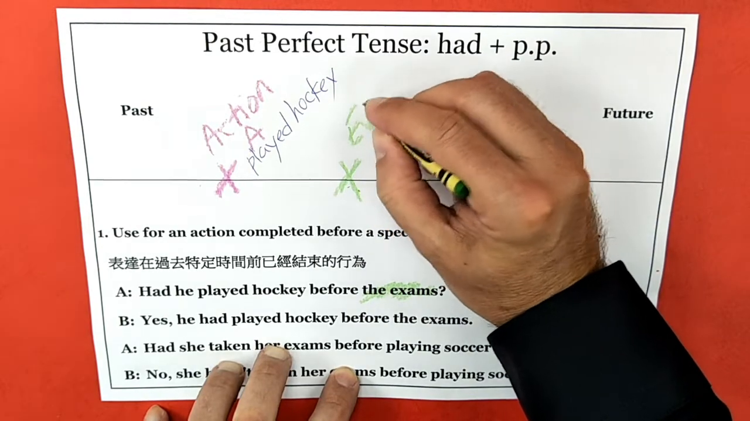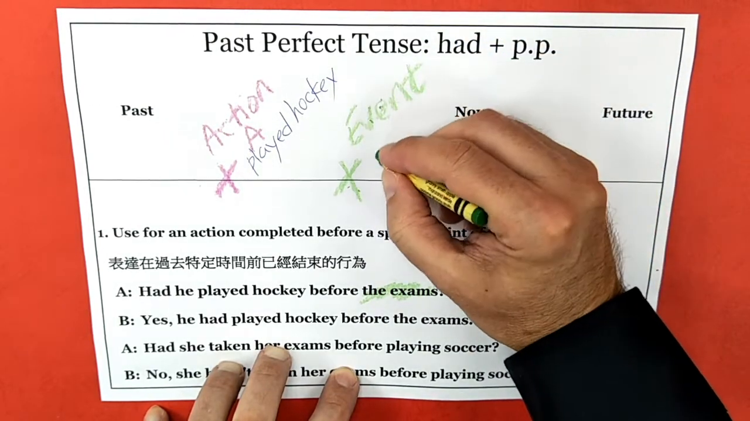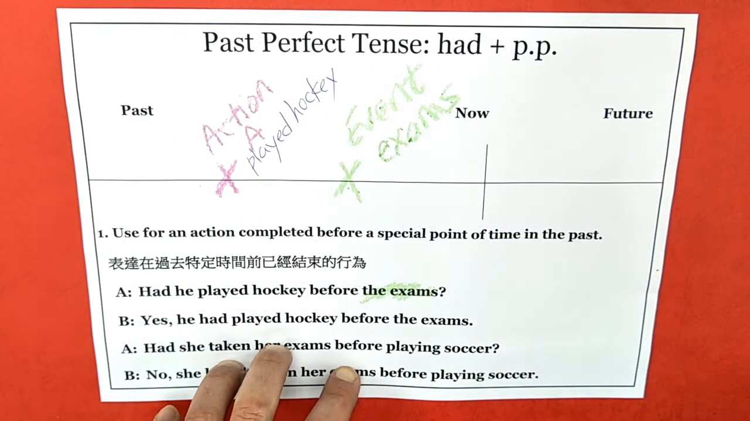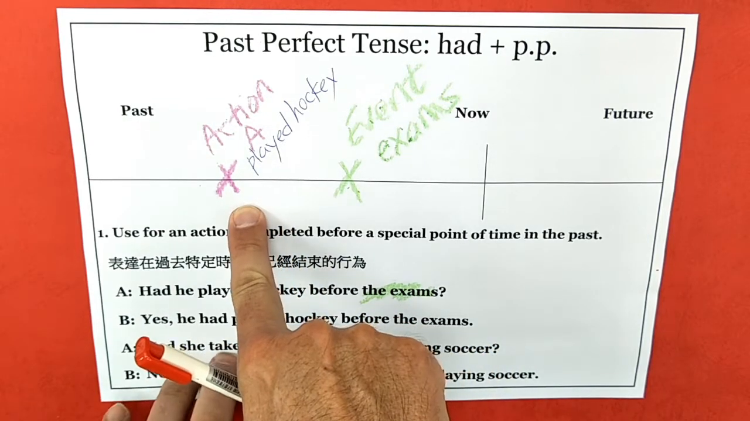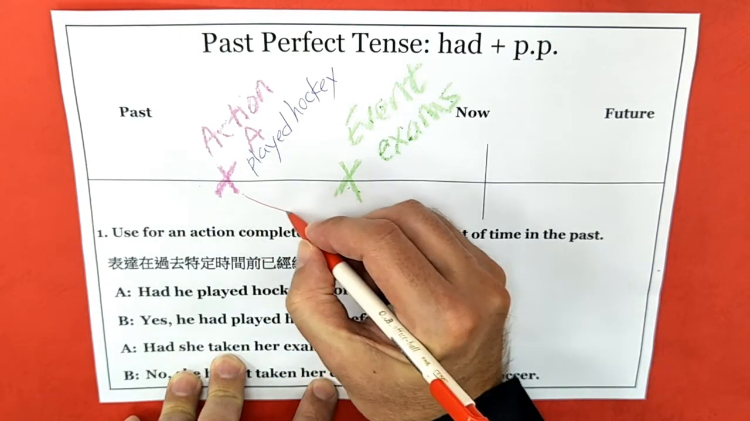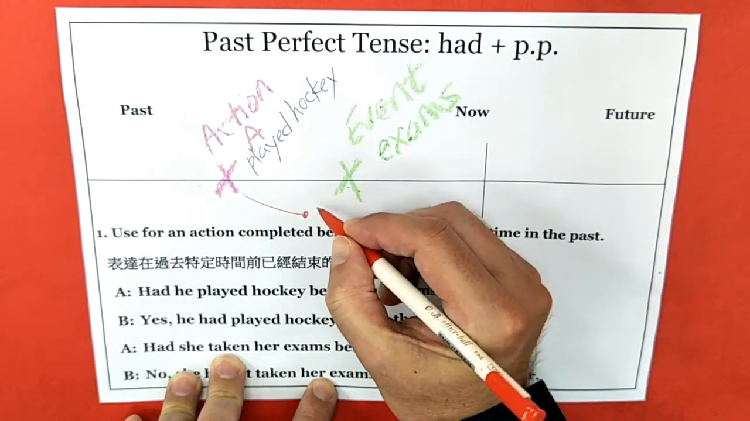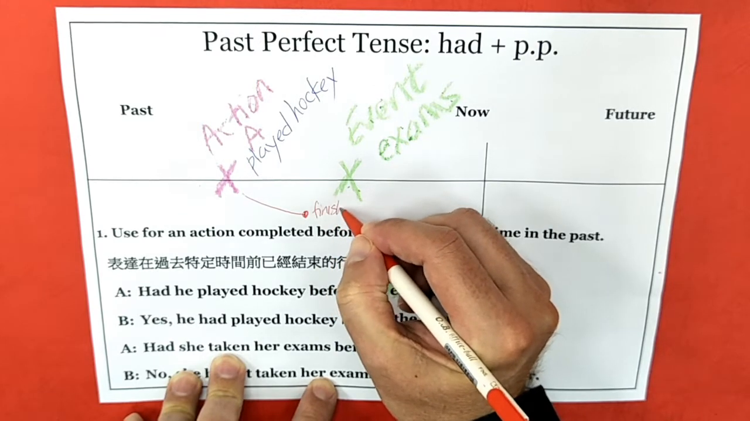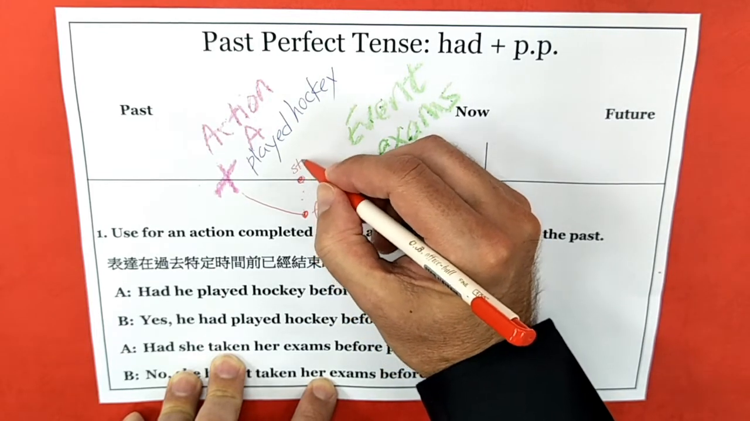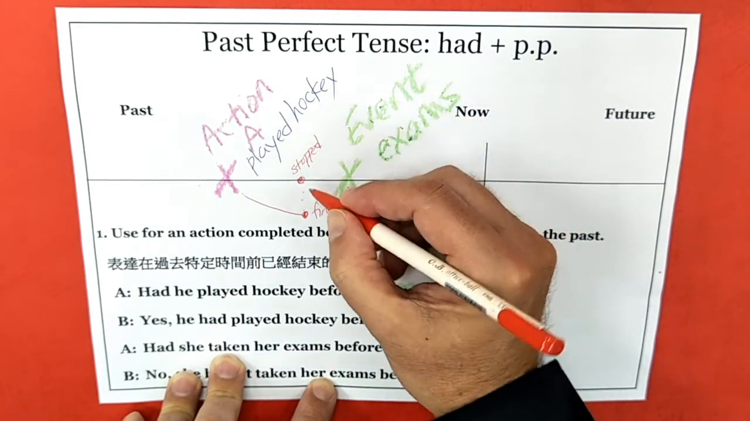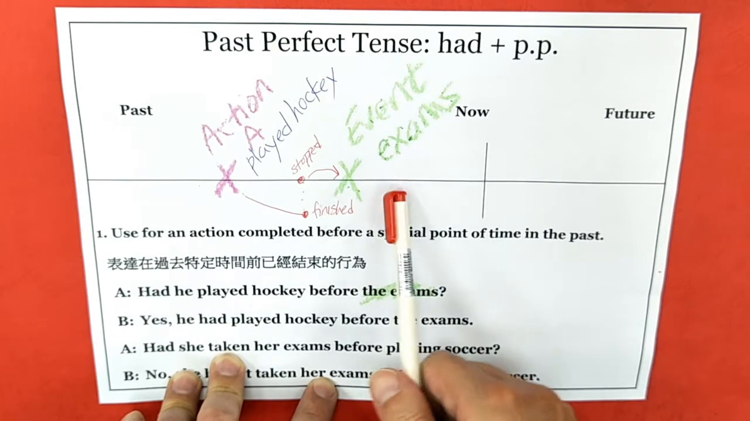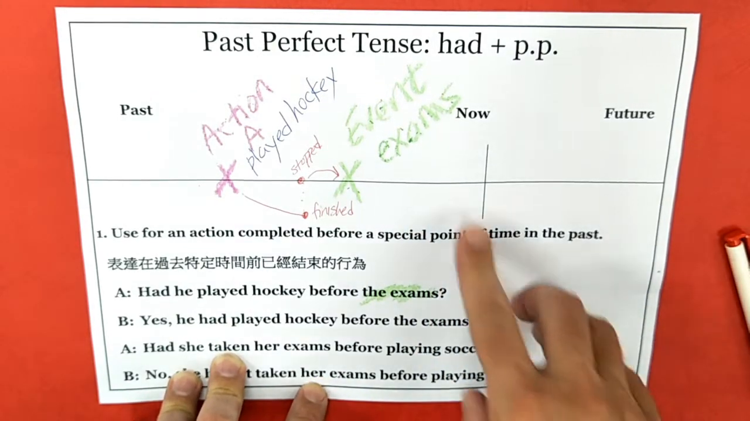This is event or a time. And that was the exams. Okay, so he starts playing hockey. Hockey is finished. It's finished. Hockey's over. It stopped. When this is stopped, it's over, then we get this next event happening, the exams.